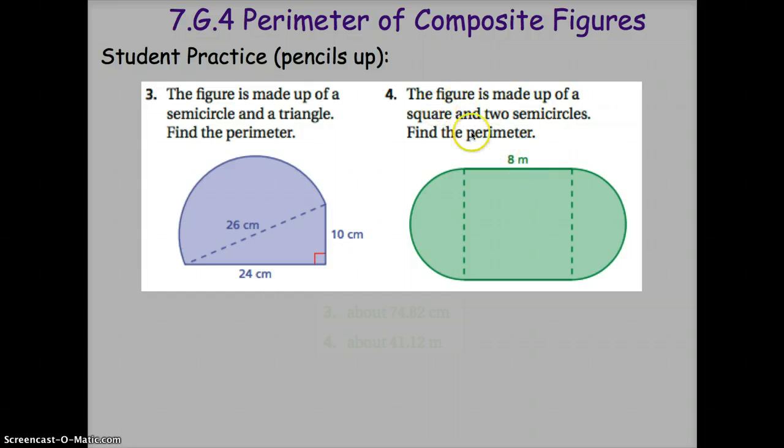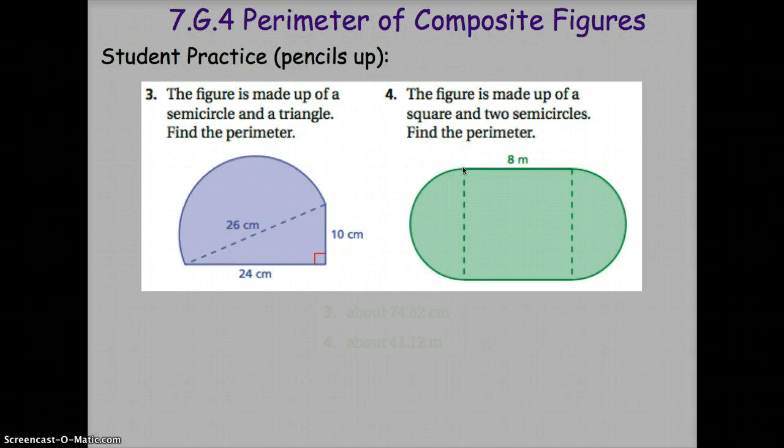Number 4 looks just like the track. Notice it says it's a square. So this might have thrown you a little bit. You might have felt like you didn't have enough information. But keep in mind you have the diameter of the circle, because on a square this side is 8 meters. This side here must also be 8 meters. And this side and this side. So we do have the diameter of our circle is 8 meters.